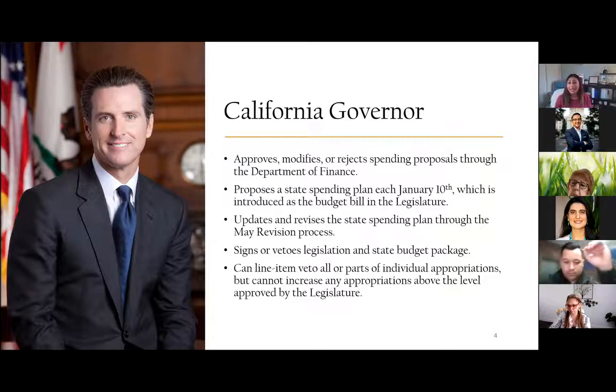A governor can line item veto any part of the appropriation. So any funding amount, a governor can veto. A governor, however, cannot veto actual language, actual statutory changes that direct a department, an agency, an organization to implement a program. He can't veto that, but what he can do is make reductions.